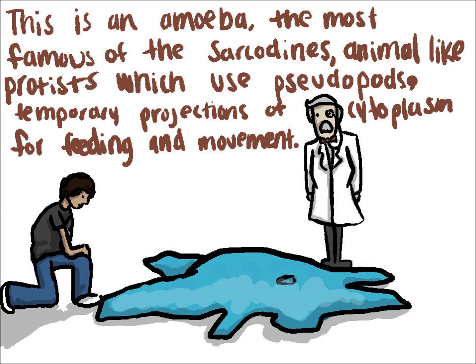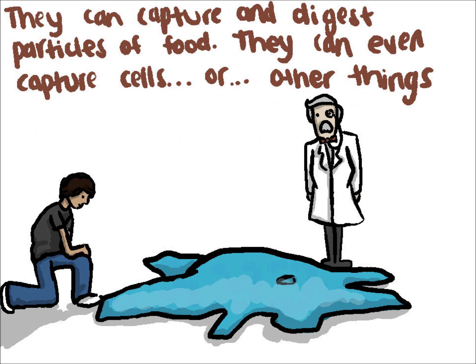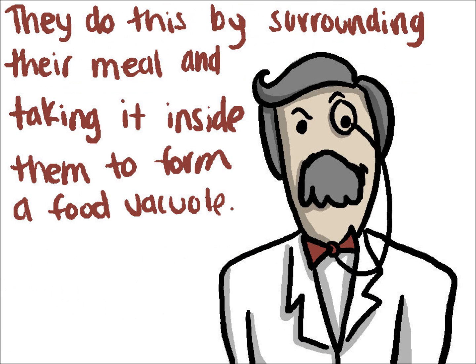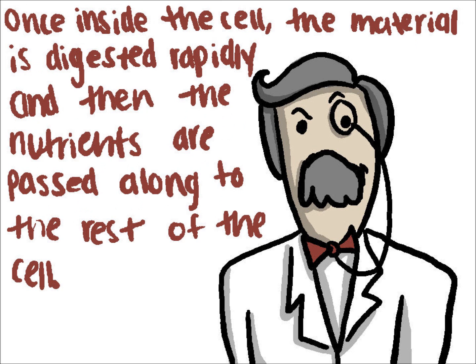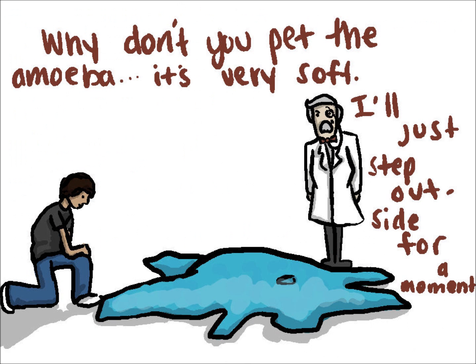This is an amoeba, the most famous of the sarcodines, animal-like protists which use pseudopodia, temporary projections of cytoplasm, for feeding and movement. They can capture and digest particles of food. They can even capture cells, or other things. They do this by surrounding their meal and taking it inside them to form a food vacuole. Once inside the cell, the material is digested rapidly and then the nutrients are passed along to the rest of the cell. Why don't you pet the amoeba?